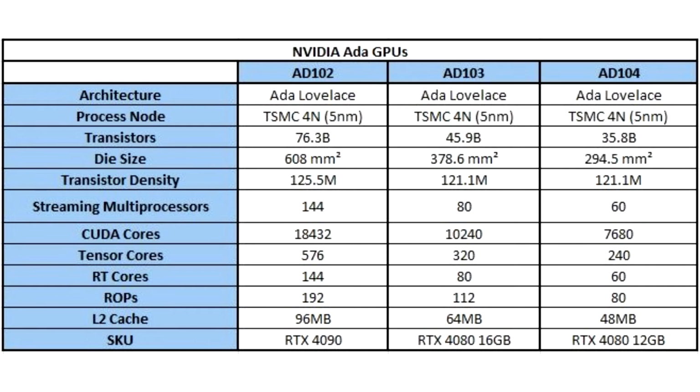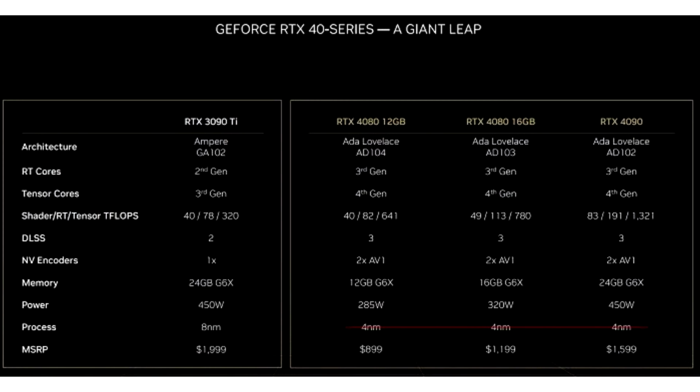The top-end AD102 received 190 ROP, against 112 rasterization blocks for GA102, AD103 has 112 ROP, and AD104 has 80 ROP. NVIDIA's new lookup table also provides information on L2 cache capacity for the three new chips: 96 MB for the AD102, 64 MB for the AD103, and 48 MB for the AD104.